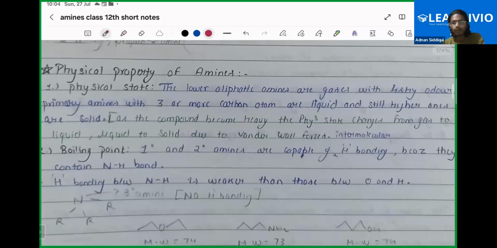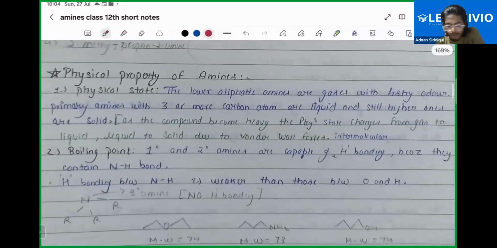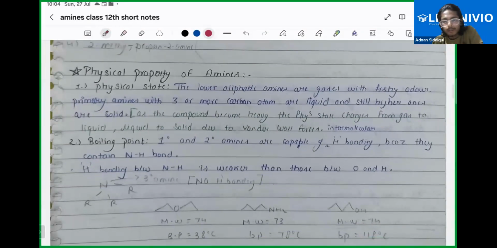So if you have branched, lower branch sort of stuff. Lower aliphatic amines are gaseous with fishy odor. They are very smelly, you can say. Primary amines with three or more carbon atoms are liquid, and still higher ones are solid. So as you are increasing your number of carbon chain in your amines, you are going from gases to solid.